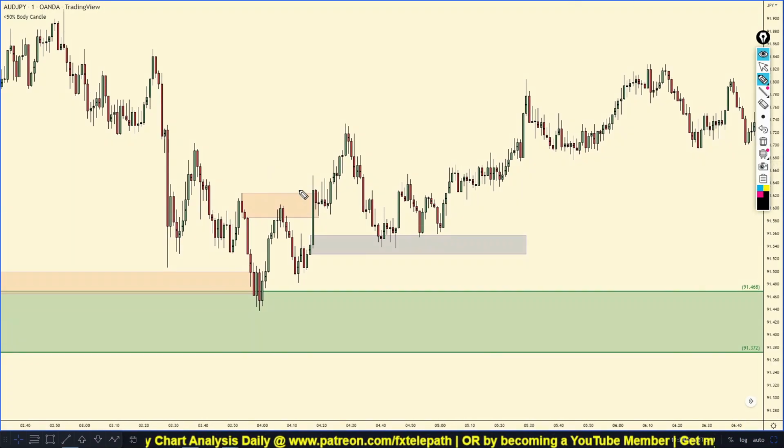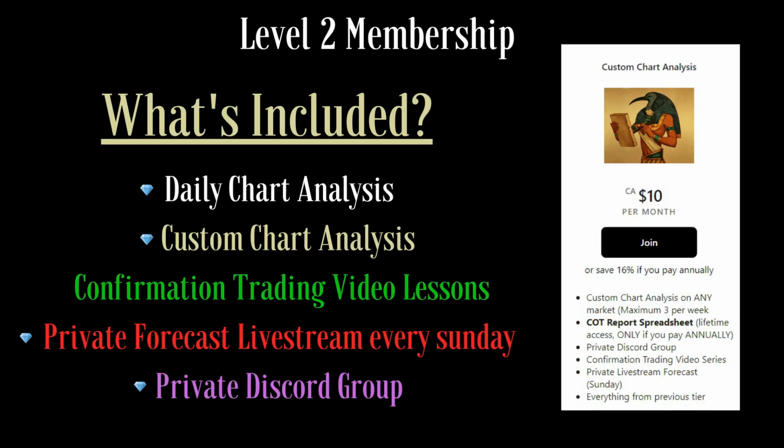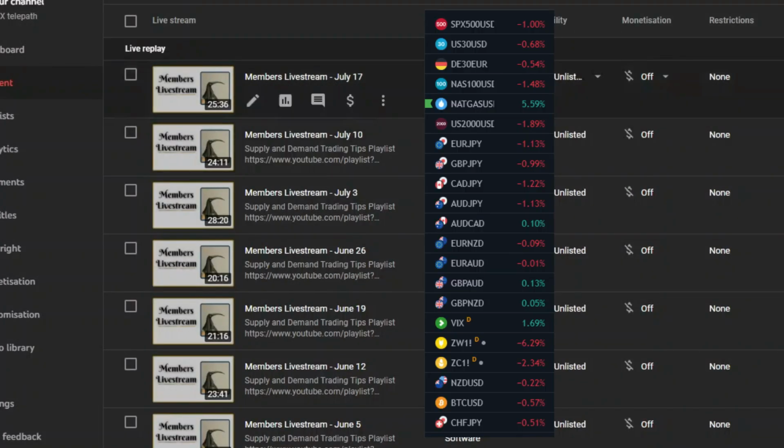Another way is basically just entering as a supply zone is being removed with a stop loss below, but that is in more detail in the Tier 2 Level 2 YouTube Patreon membership, where I have full videos breaking down exactly that way of trading confirmation.